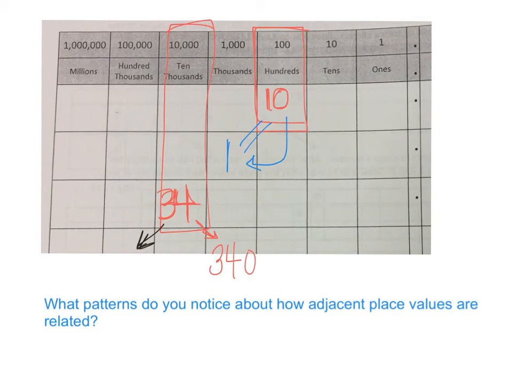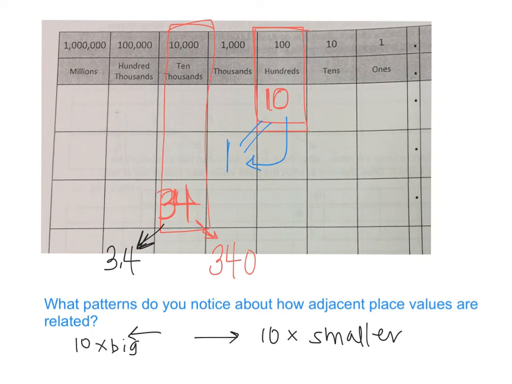What if I want to move it this way, to the right? Do I have more or less than 34 10,000s? Less. How many times less? 10 times less. So I have to do 34 divided by 10, which would be 3.4. So if I have 34 10,000s, is that the same thing as 3.4 hundred-thousands? Yeah. So what patterns do you notice about how adjacent place values are related? When I move to the right, it gets 10 times smaller. And when I move it to the left, it gets 10 times bigger. If you didn't write that in your notebook yet, please write it down.